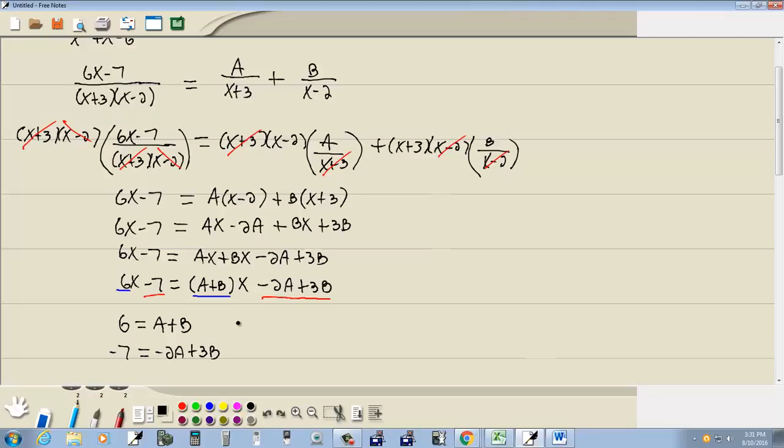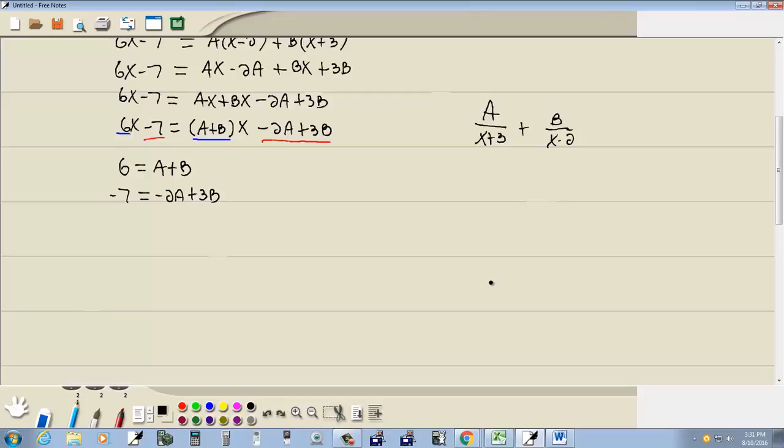Now we want to solve this system of equations so we can then plug in the a and b up here. So our goal is we got a over x plus 3 plus b over x minus 2. We're trying to figure out what values the a and b are going to equal. I'm going to do the addition elimination method because I like it the best. And I'll eliminate the a's. This is a negative 2a, so I want this to be a positive 2a. So I'll multiply the first equation by positive 2. 2 times 6 is 12. 2 times a is 2a. 2 times b is 2b.